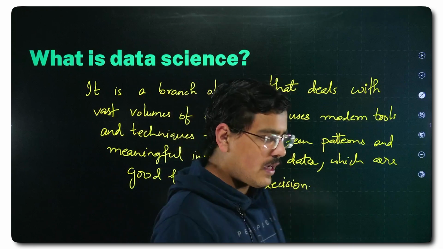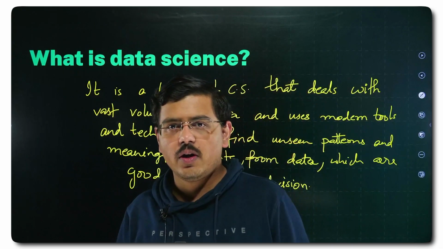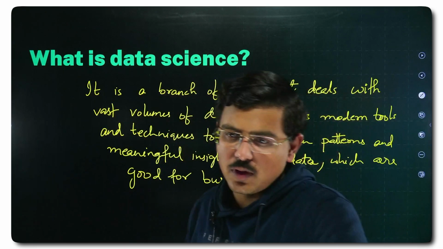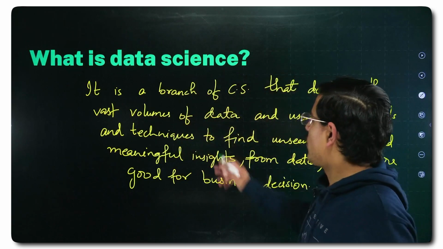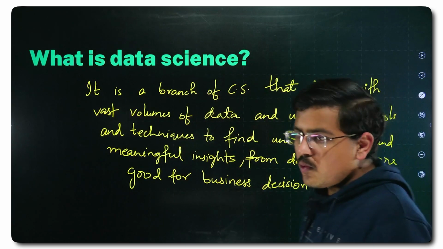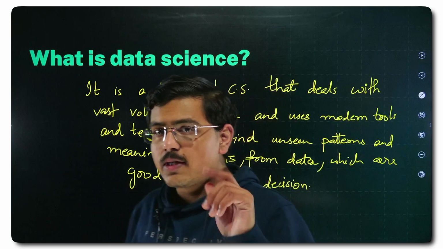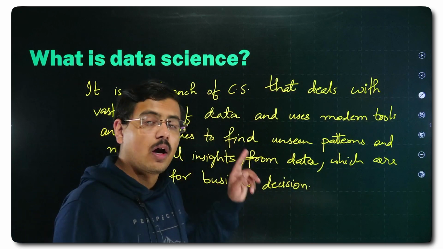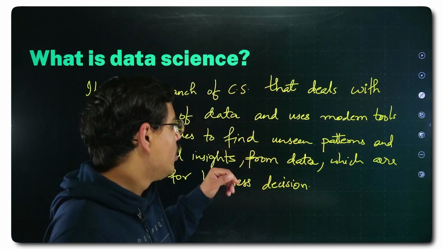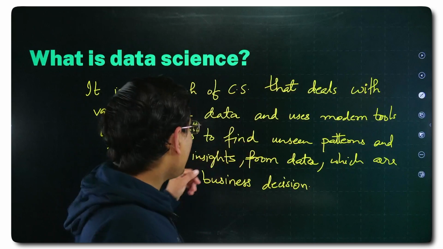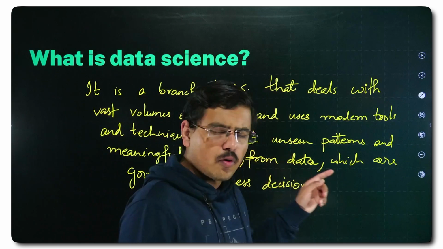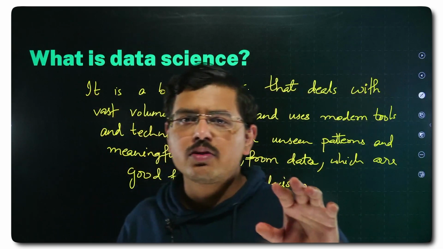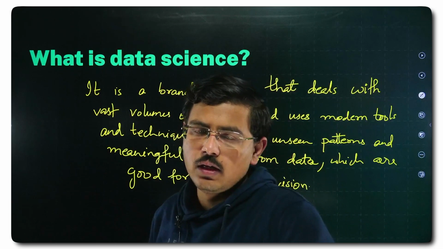So that is why it is often said data is the new oil, and hence you need data science, because this branch deals with vast volumes of data and uses modern tools and techniques. Now which tools and techniques does it use? I'll explain that and how it becomes different. Basically it uses modern tools and techniques to find out some unseen patterns from the data.